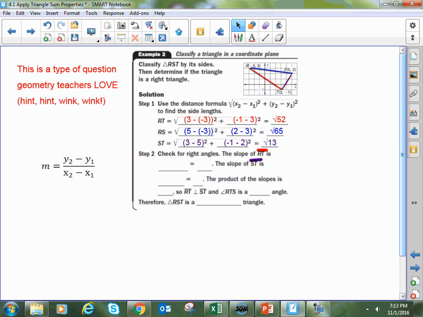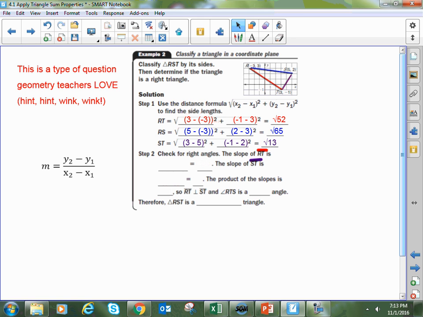Now again, looking at the sketch, and a lot of times the sketch is not provided for you, you might just want to sketch it out yourself, a little graph, to see what it might look like. Looking at the sketch, the lines that appear perpendicular to each other are going to be RT and ST. So those are the ones that I really want to do the slope on.